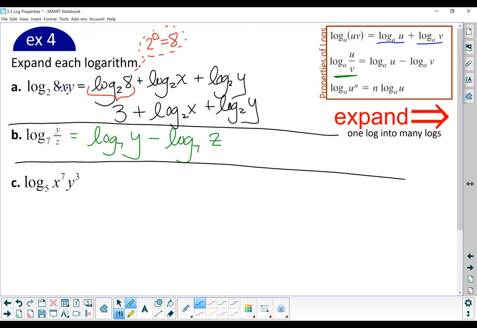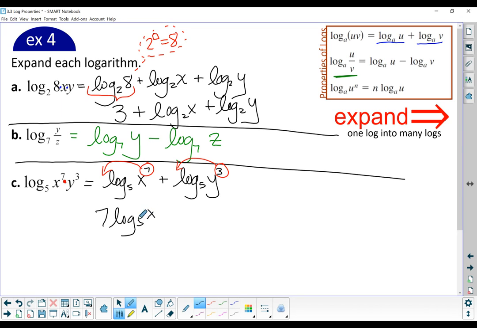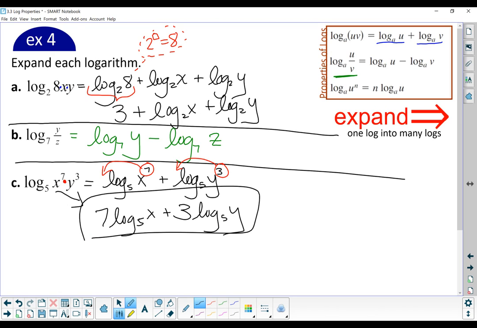Okay, our last one has a product and it has some powers. I'm going to use the product rule first to separate that into a log plus another log. So this is the same as log base 5 of x to the 7th plus log base 5 of y to the 3rd. And now I'm going to use the power rule to bring those powers down. 7 log base 5 of x plus 3 log base 5 of y. A lot of times people can just do that in one step and not write out that intermediate step. If you're doing that, that's just fine.